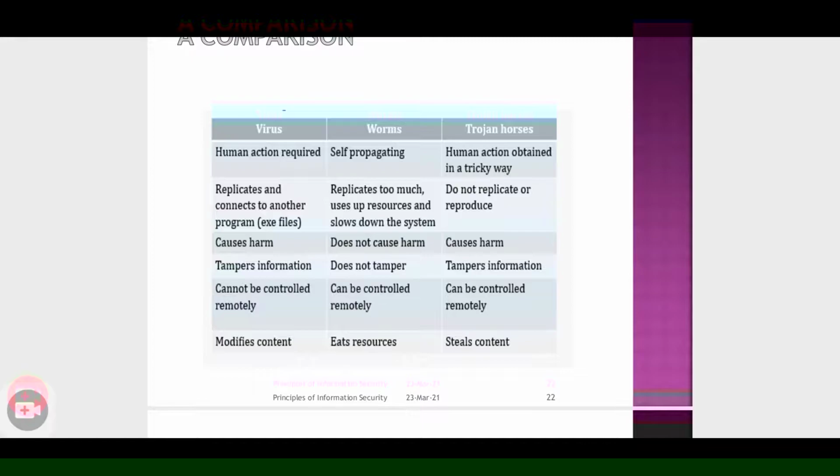Virus and Trojan horse can cause harm to the system, but the worms cannot cause harm because it does not modify the content of a program. Virus and Trojan horse tamper the information, but worms do not tamper. A virus cannot be controlled remotely, and the worms can be controlled remotely. Also, Trojan horse can be controlled remotely. A virus modifies the content, but a worm replicates itself too much, and also it eats resources, so it can slow down the system. The Trojan horse also can steal the content.